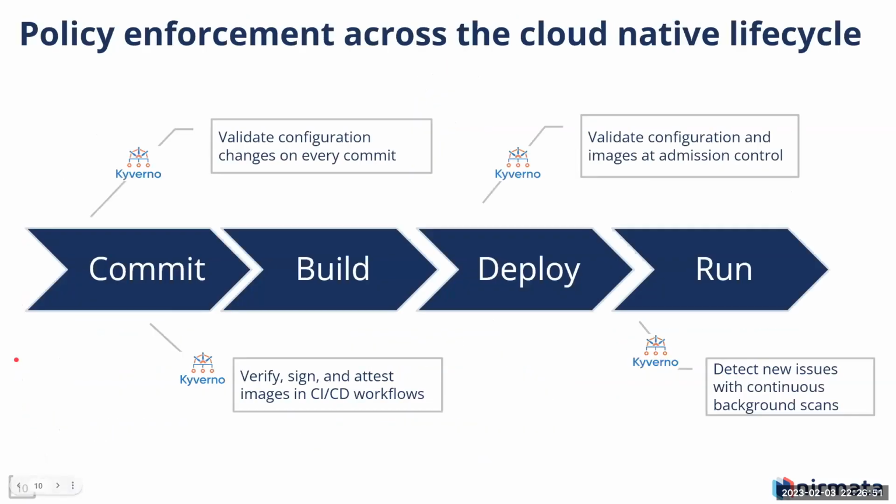So just a little bit better of a commit, build, deploy, run graphic of where Kyverno fits in. At the commit stage, you can check that those manifests that are being checked in, before they get checked in, that they conform to the policies that you want. And by the way, they're the same policies that you install in a cluster. So it's not like you have to write a bespoke set of checks. Whatever you have in the cluster, you can apply in the pipeline to know consistently what the result's going to be before you actually attempt it. So that's in the commit phase.